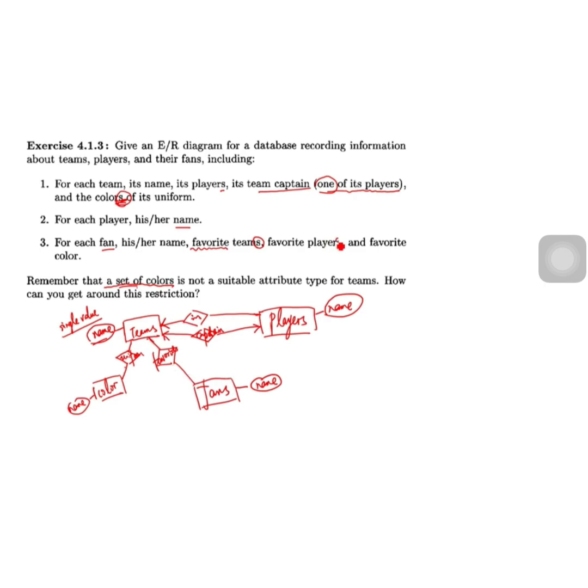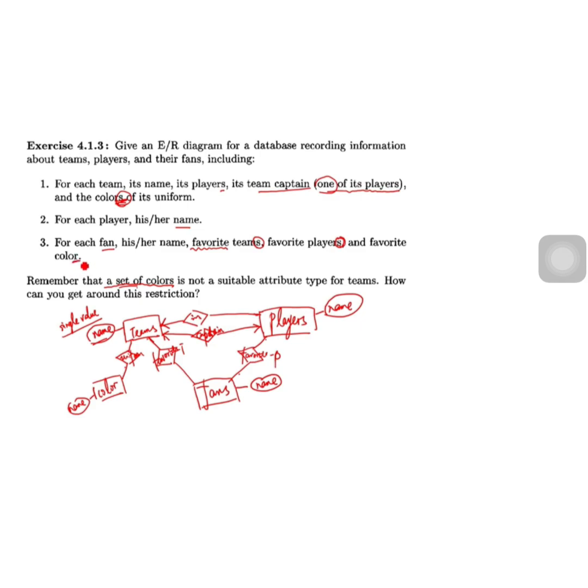Okay, now favorite players. Favorite team, favorite player. So the multiplicity of this way is many. And for a player, there may be many fans. So it's also a many relationship.